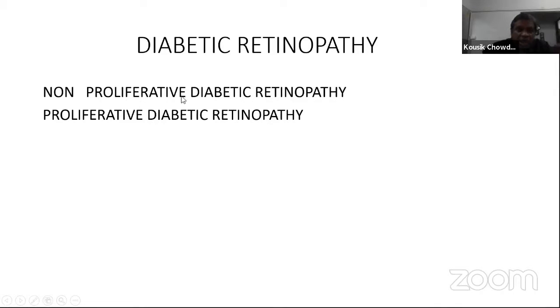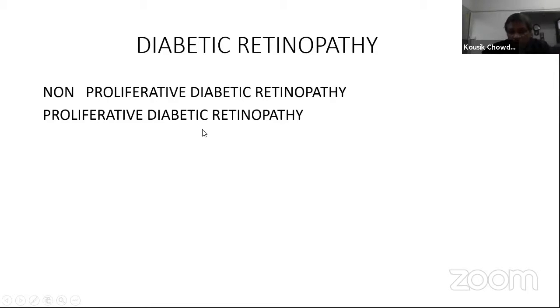Usually we have no proliferative blood vessels in non-proliferative diabetic retinopathy. But macular edema, edema or fluid accumulation in the central part of the retina, can be present in non-proliferative diabetic retinopathy. Retinal hemorrhages, exudates, and cotton wool spots all over the retina may be present, but proliferative vessels will not be present.